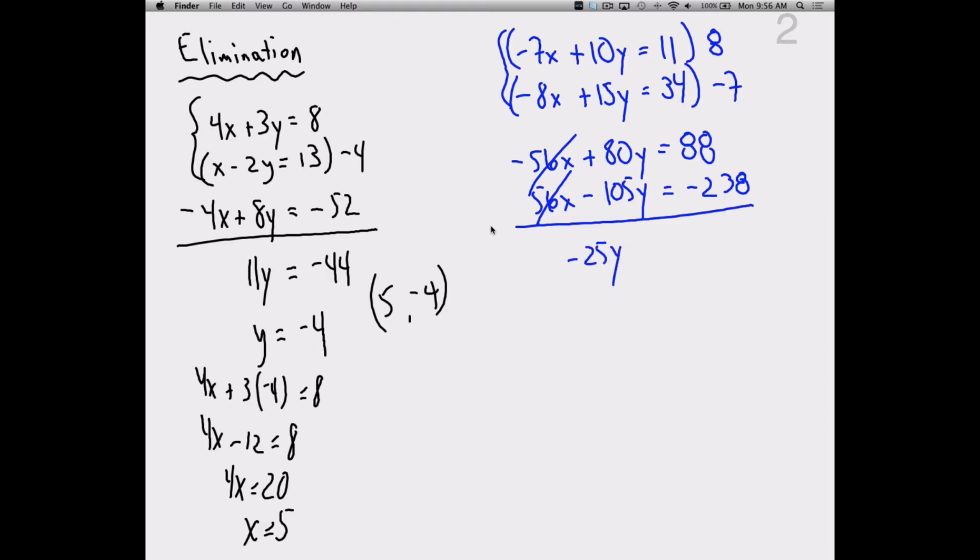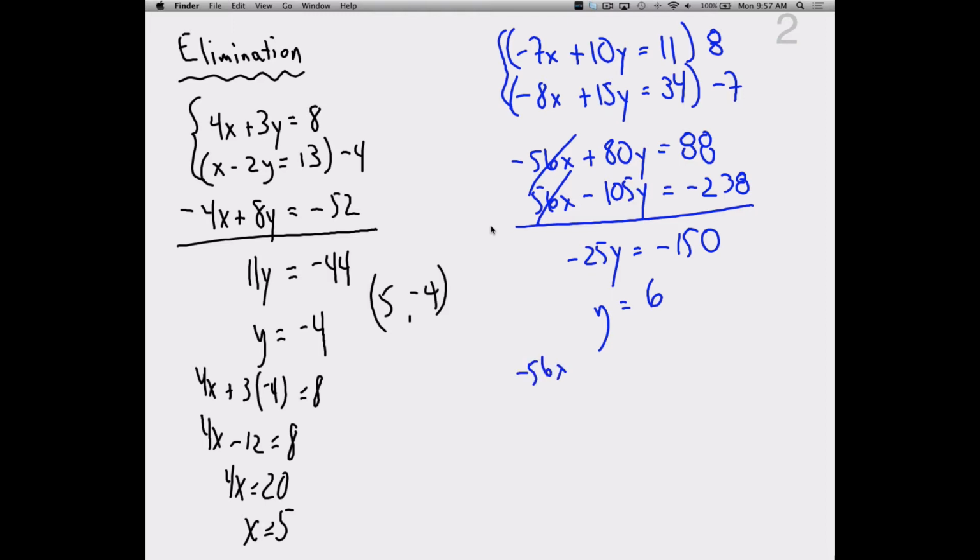Negative 25y is equal to 88 plus negative 238, which is negative 150. Oh, that's nice. So y is equal to 6. Woohoo! Ashley, where do you want to plug back in to find out what x is? 1, 2, 3, or 4? 3. Down here. It's her problem. Back off, sister.